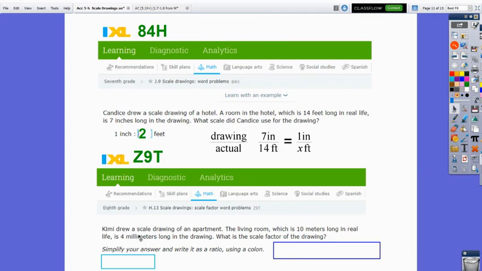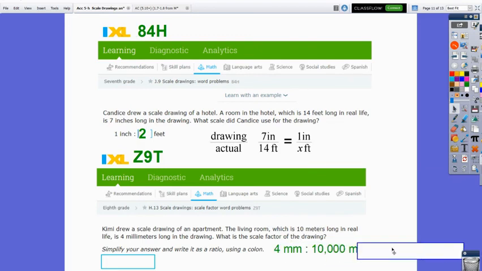Remember, it's always model first, so it's 4 millimeters to 10 meters would be the scale, but they have to be the same. So I've got to convert 10 meters into millimeters. Well, there's 1,000 millimeters in a meter, so that means this is 10,000 millimeters. 10 meters is 10,000 millimeters. Okay, if you don't know your metric conversions, you can look in the back of the book or online, obviously, that a millimeter is 1/1000th of a meter.